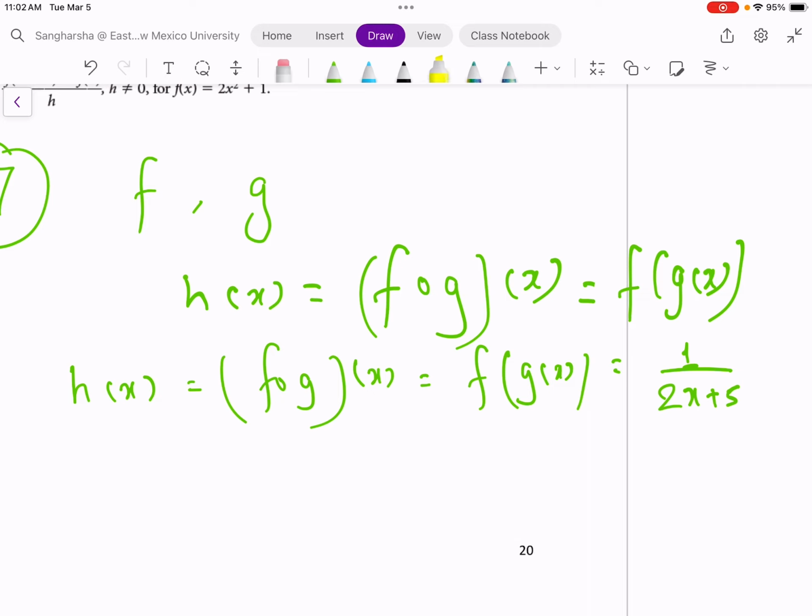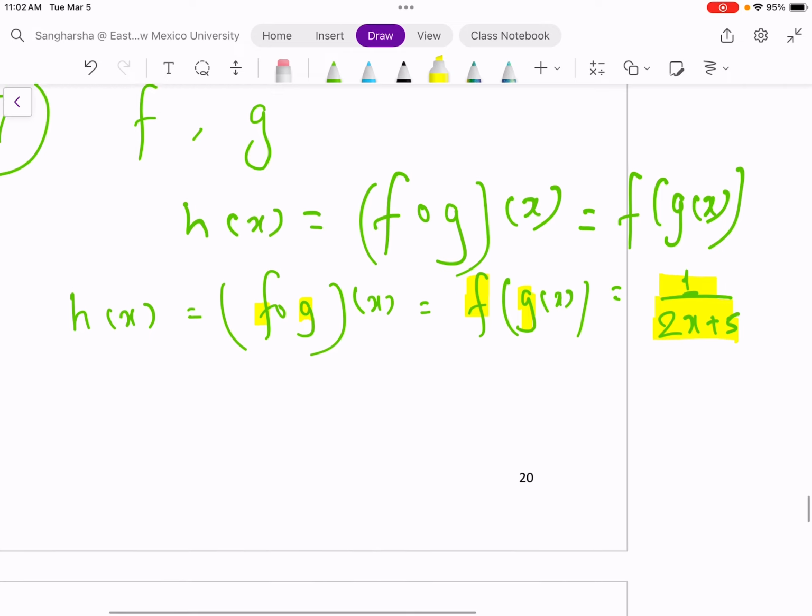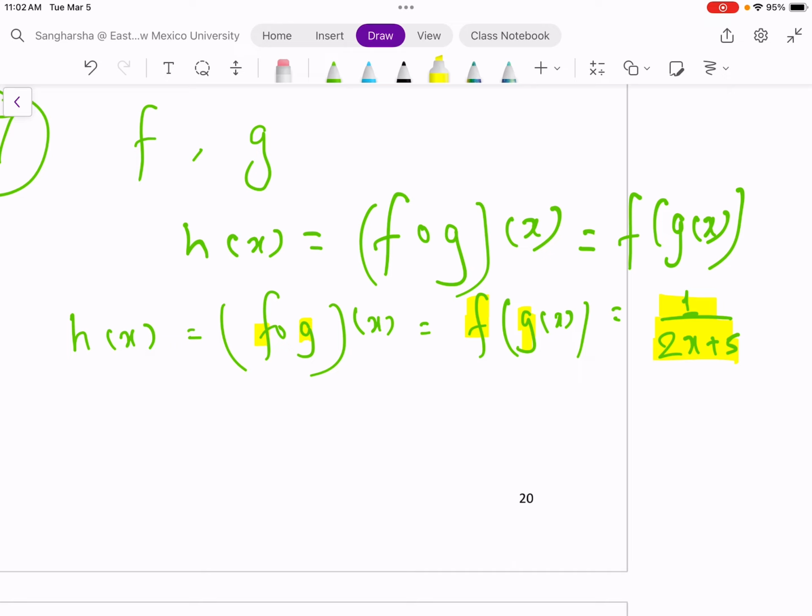Okay, so here we need to find function f, we need to find function g. We know the f composite g is given to us as 1 over 2x plus 5. Okay, now what would be the f function and the g function such that f composite g is equal to 1 over 2x plus 5? So we need to find the two functions, f and g, such that the composite f composite g is equal to 1 over 2x plus 5.